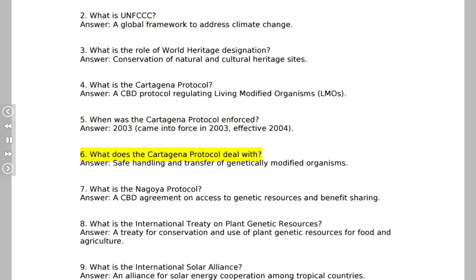6. What does the Cartagena Protocol deal with? Answer. Safe handling and transfer of genetically modified organisms. 7. What is the Nagoya Protocol? Answer. A CBD agreement on access to genetic resources and benefit sharing. 8. What is the International Treaty on Plant Genetic Resources? Answer. A treaty for conservation and use of plant genetic resources for food and agriculture.